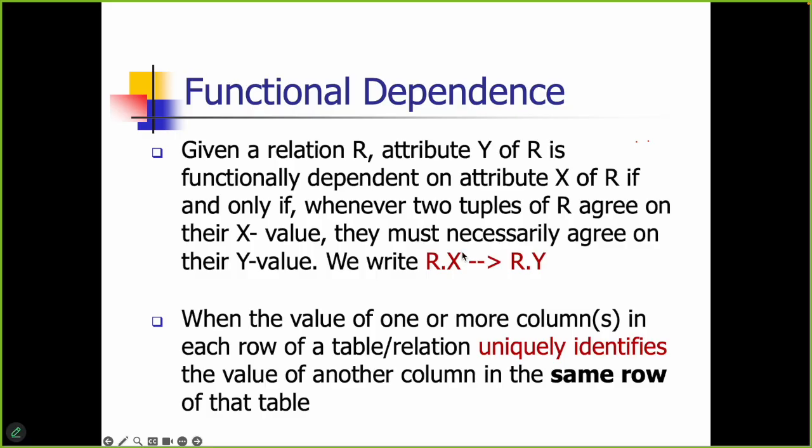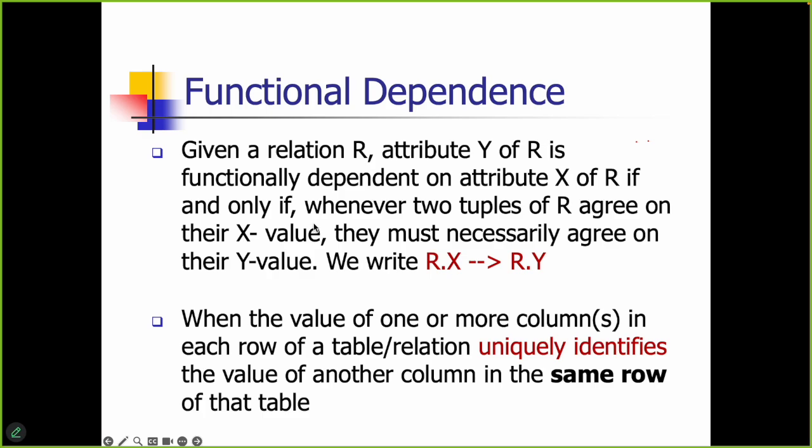For example, let's say instructor office is functionally dependent on instructor name. Why? Because instructor name can uniquely identify its instructor office. This means if I tell you, for example, instructor name Mona, you can uniquely identify my office, right? So Mona's instructor office is, for example, CB140. And this is the meaning of what you see here. So we say attribute Y, for example instructor office, is functionally dependent on attribute X, for example instructor name.